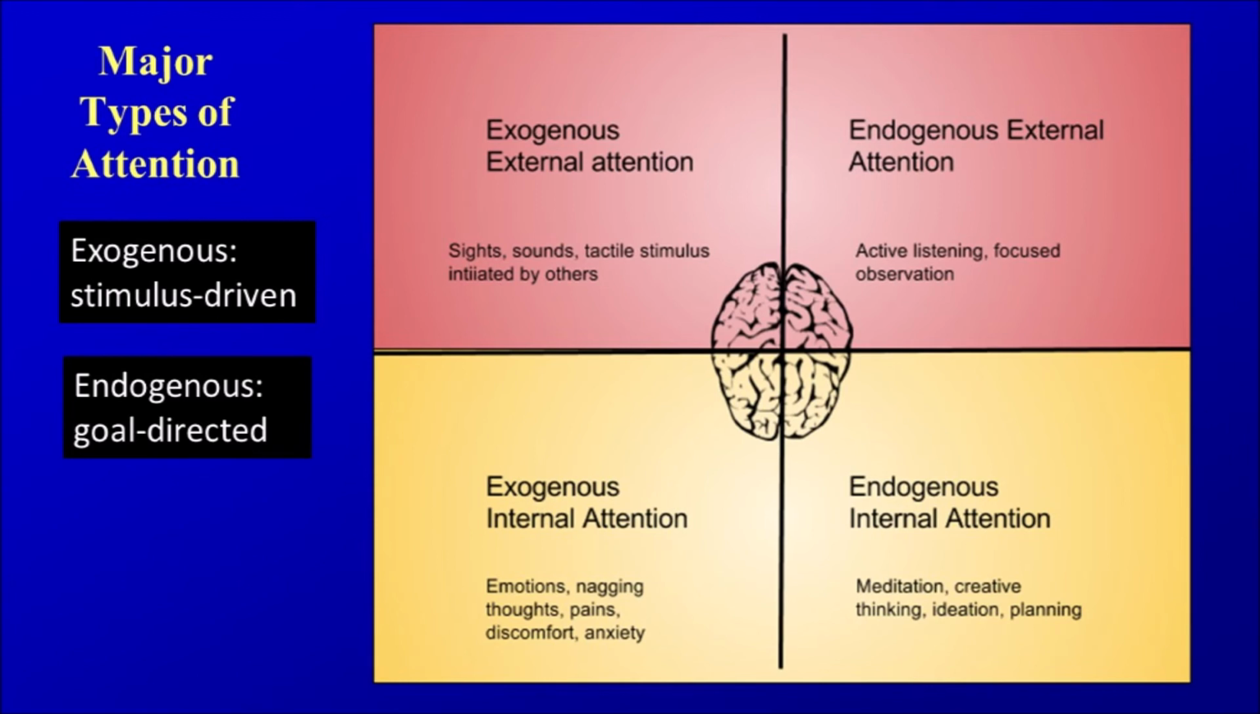Then we have endogenous attention. Endogenous attention is goal driven attention. And when it is external, it involves active listening and focused observation. And when it is internal, it involves meditation, creative thinking, ideation. So these are major types of attention that you should remember.